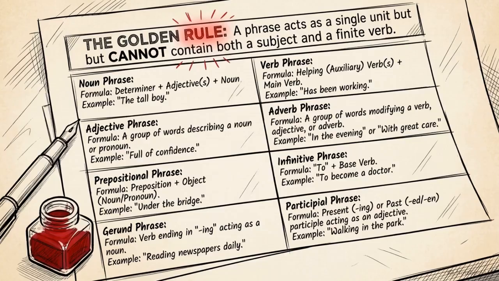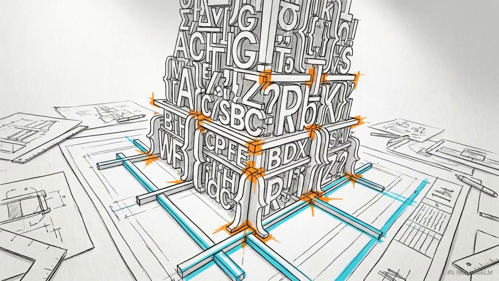Here is a comprehensive grid mapping out all 8 phrase types and their exact structural formulas. At the top, the strict rule remains: a phrase acts as one unit, and it never contains both a subject and a finite verb. Treating these units as architectural blocks makes it possible to build detailed, descriptive sentences that remain grammatically sound.